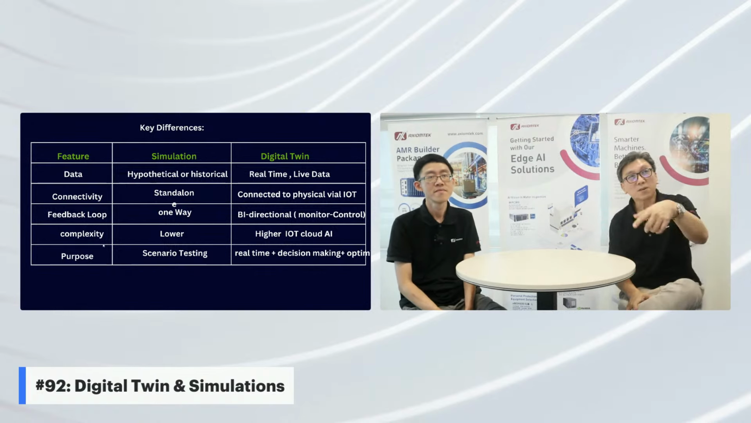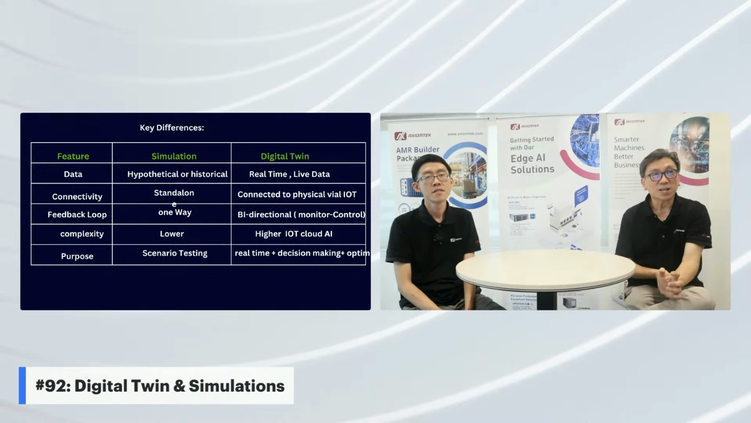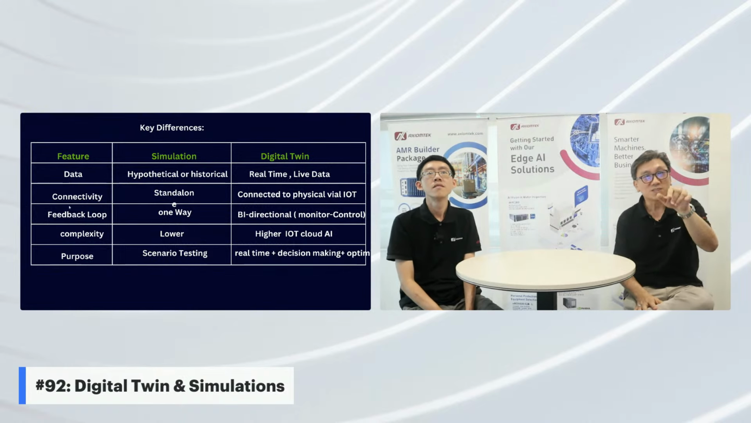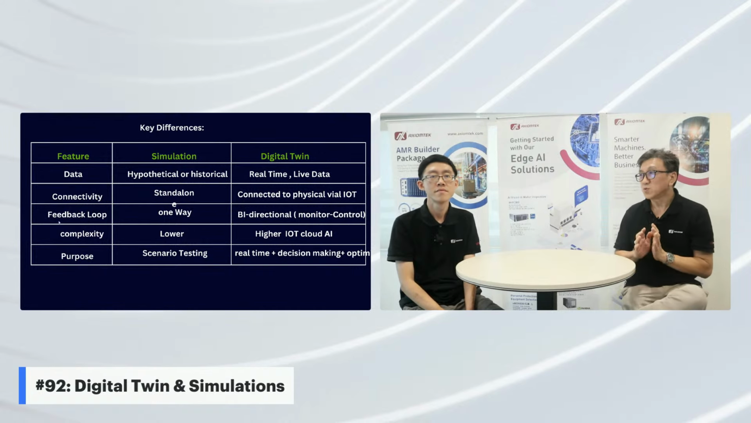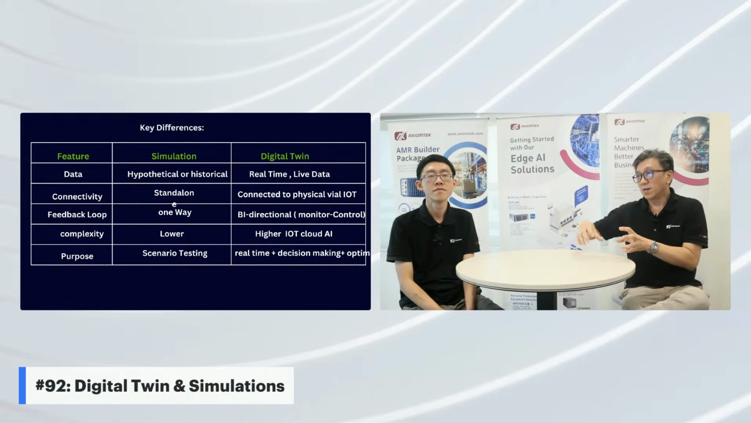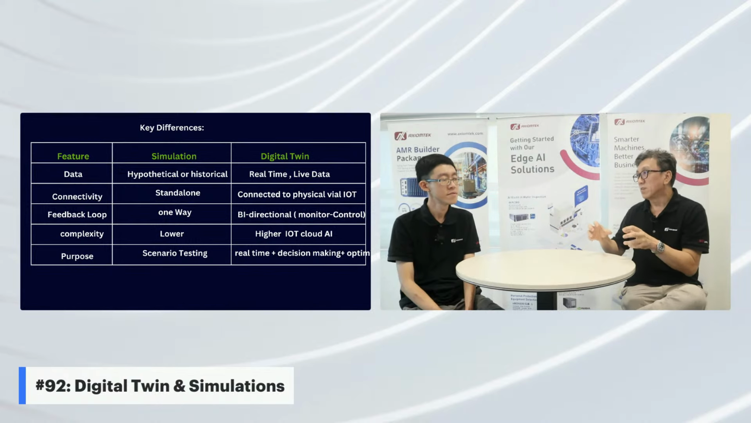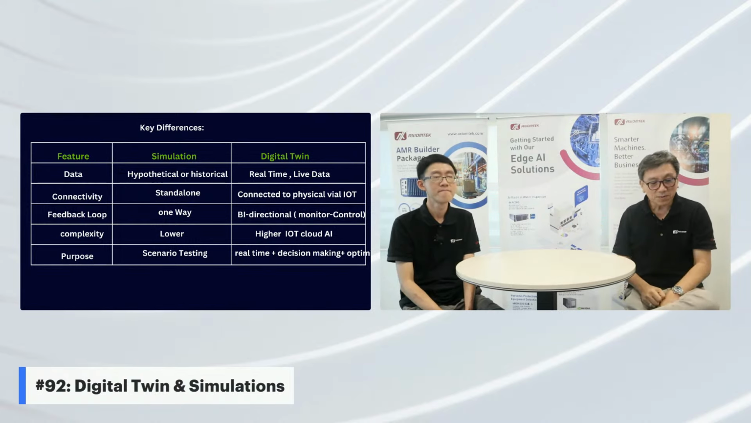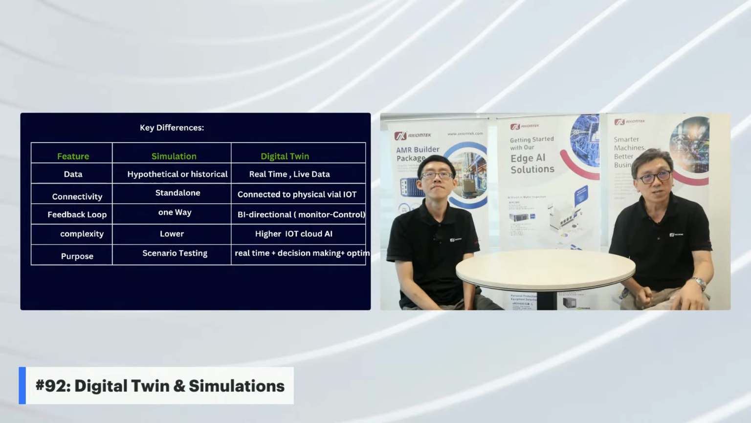So talking about the second part, connectivity or standalone, there's one spelling mistake. So simulation is normally a standalone, one system, standalone. But in the digital twin, it can be connected to the physical asset via IoT. So it depends on many factors. So that is more straightforward.